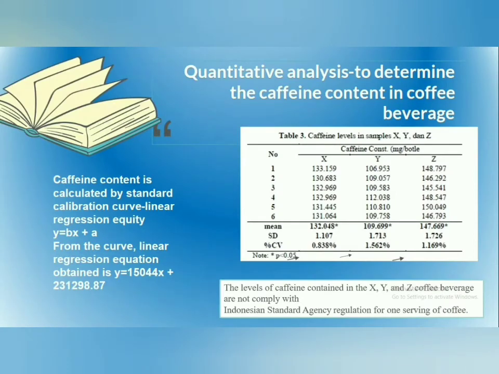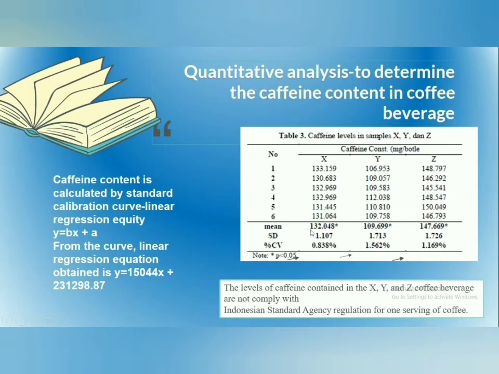The quantitative analysis is to determine the caffeine content in the coffee beverage. The caffeine content is calculated by a standard calibration curve. From this, we can get a linear regression equation, y equals bx plus a. From the curve, the linear regression equation obtained is y equals 15044x plus 231,298.87. This is a table showing the caffeine level in samples X, Y, and Z.